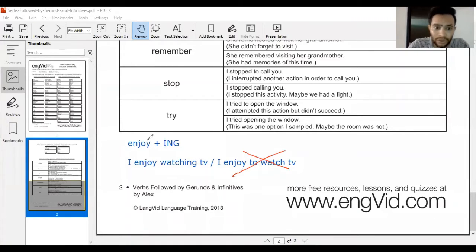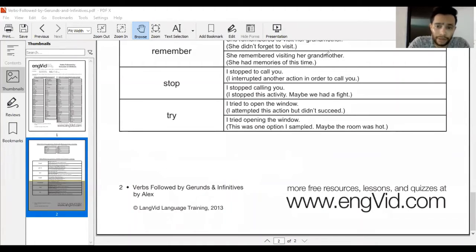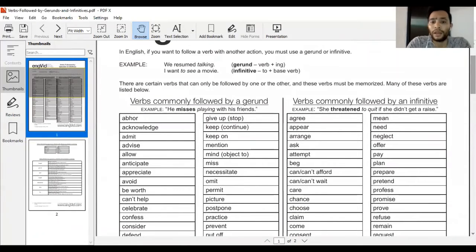All right? So this is what I'm trying to tell you: you need to learn all those verbs, because this is vocabulary. You need to learn the pattern. The verbs in the first two columns are always going to be followed by the ing form, always. You cannot use them with the to infinitive form, because it's incorrect. Now, let's move on.